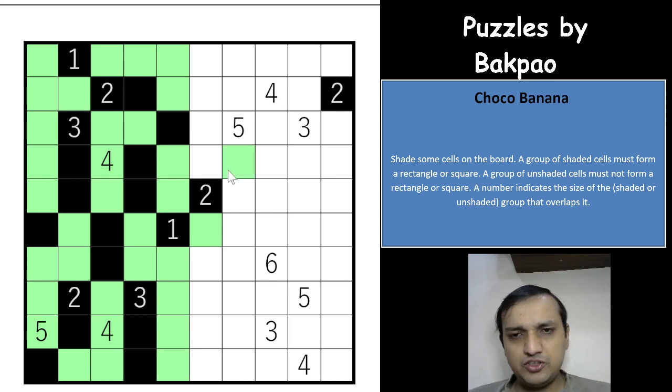This will have to be unshaded here, because 2 either goes up or towards the right. It will always have to be unshaded. Now this has to be unshaded for the group of unshaded cells to come out. So this is shaded, these are unshaded.